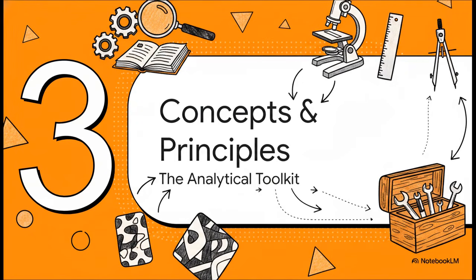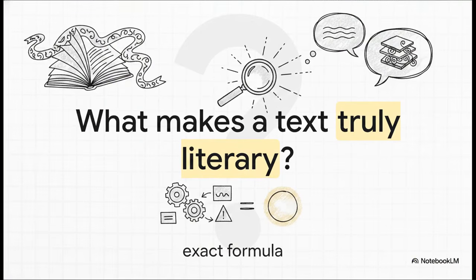Moving on to Section 3. Core concepts and principles. Let's physically open up this toolbox and look at the specific analytical instruments these scholars gave us. Roman Jakobson, one of those key Russian formalists we just mentioned, was absolutely obsessed with this specific question. What makes a text literary? He wanted to find the exact, undeniable formula that separates high art from just an everyday, passing conversation.